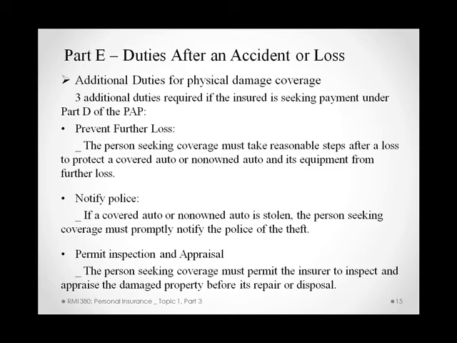And second, you need to notify the police if a covered vehicle or non-owned vehicle is stolen, and the person seeking coverage must promptly notify the police of the theft. And of course, not notifying the police would be a very significant indication of insurance fraud. Finally, you need to permit the insurance company to inspect and appraise. So the person seeking coverage must permit the insurance company to inspect and appraise the damaged property before its repair or disposal.